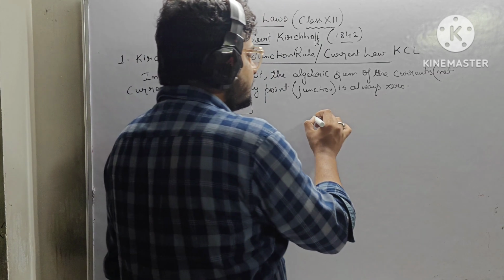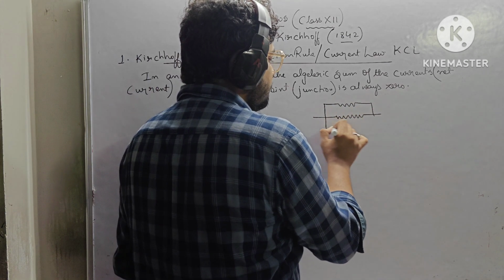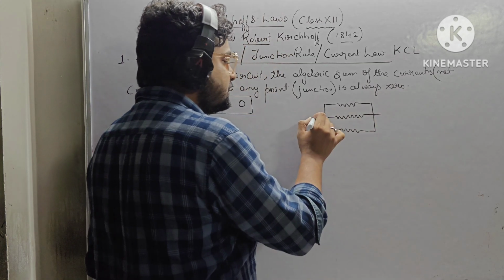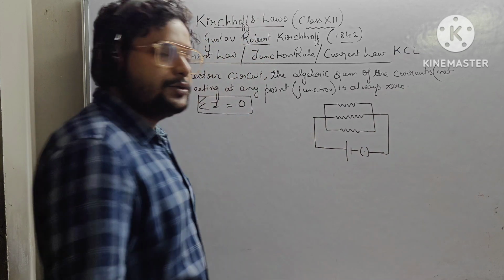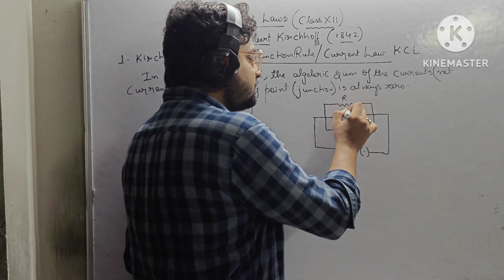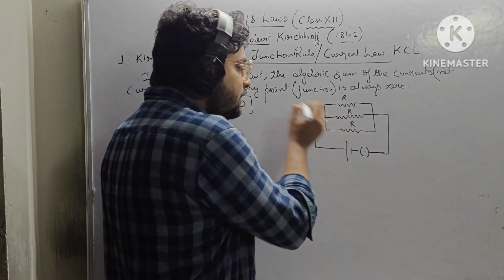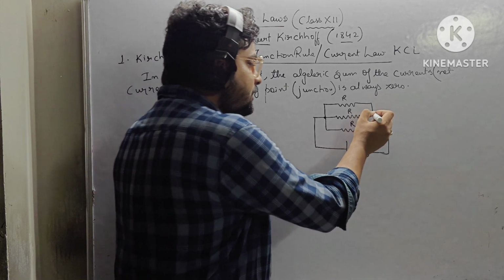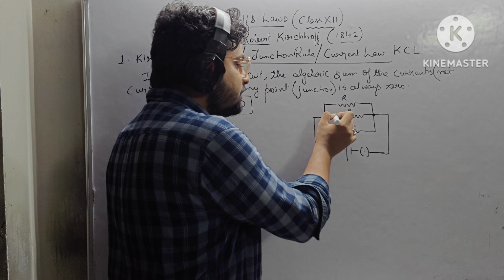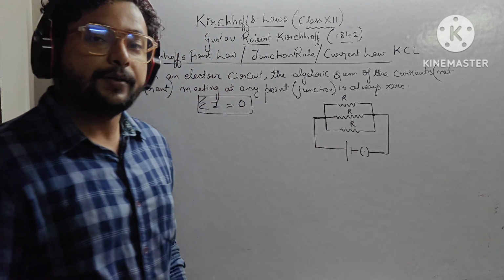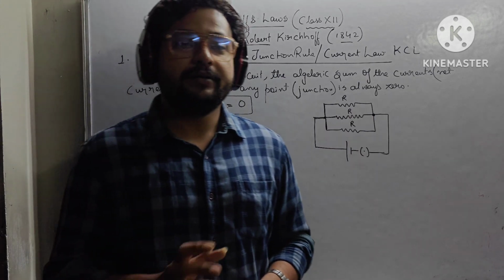Suppose I draw a circuit like this. This is a very basic circuit I am drawing with three resistors, and this is a cell and this is a switch. Let's first understand the meaning of junction. This particular point can be named a junction, or this particular point can be named a junction. At this point, one wire is coming in and the other wires are going out. So these are known as junctions in a circuit.